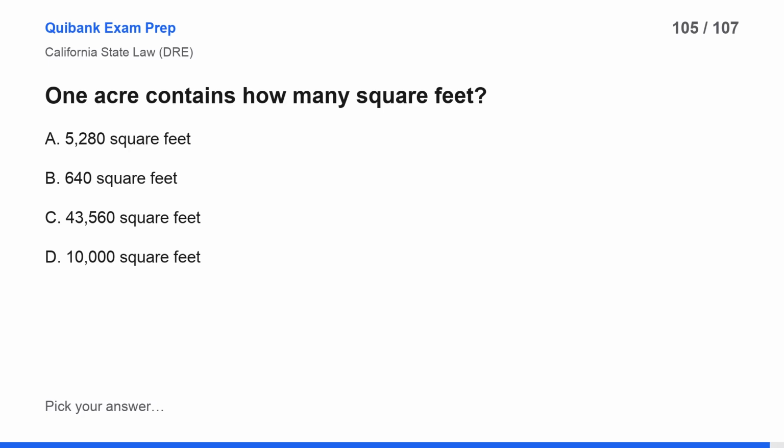Question 105. 1 acre contains how many square feet? A. 280 square feet. B. 640 square feet. C. 560 square feet. D. 10,000 square feet.